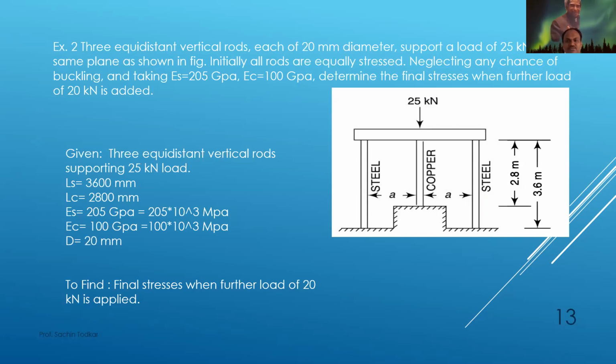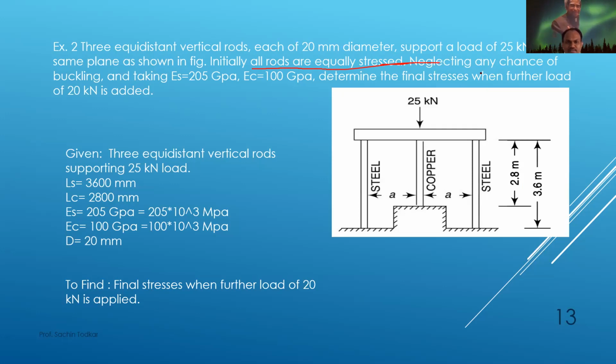Three equidistant vertical rods, each of 20 mm diameter, support a load of 25 kilonewton in the same plane as shown in the figure. So here the steel rods are outer, the copper rod is inner, and a 25 kilonewton load is applied here. All rods are equally stressed. This will be your compatibility condition.